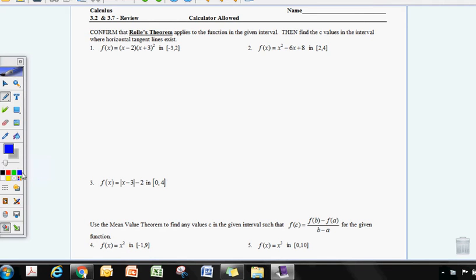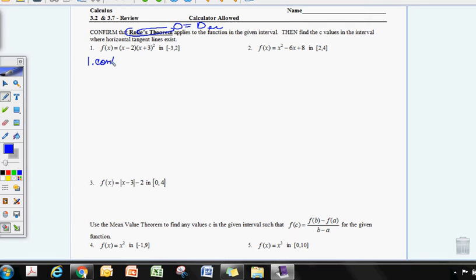So, the beginning of Rolle's theorem. You need to remember that Rolle's theorem, there's an O in it. That means you're going to set your derivative equal to 0. So, here we go. Before you can ever use Rolle's theorem, you have to, 1, look at continuity.